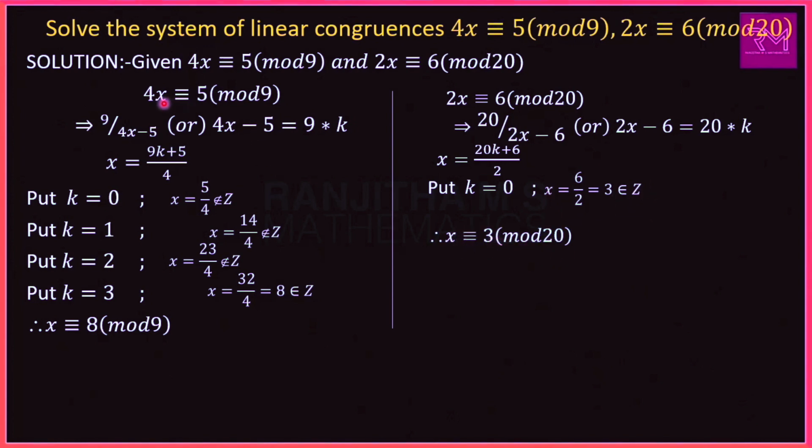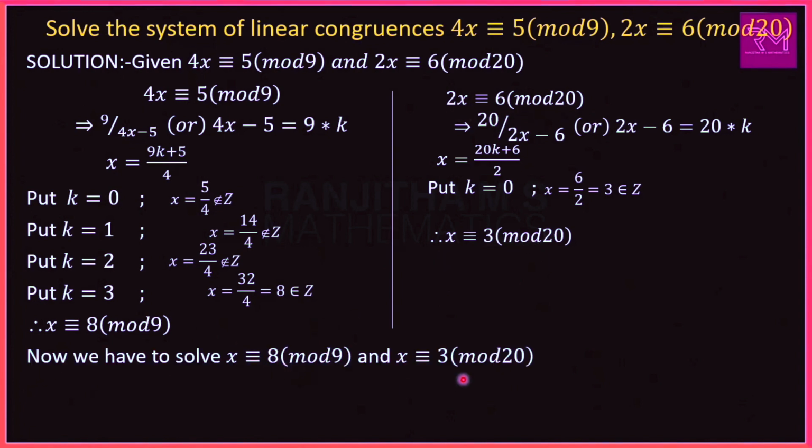So the congruence 4x ≡ 5 mod 9 reduced to x ≡ 8 mod 9. Similarly, 2x ≡ 6 mod 20 reduced to x ≡ 3 mod 20. Therefore, these two form the system of linear congruences, and we have to find the solution for this system.